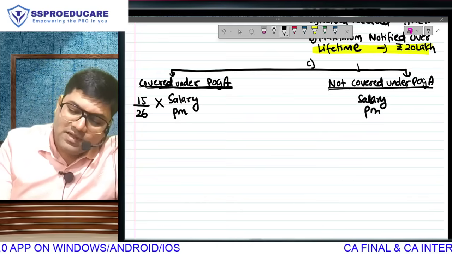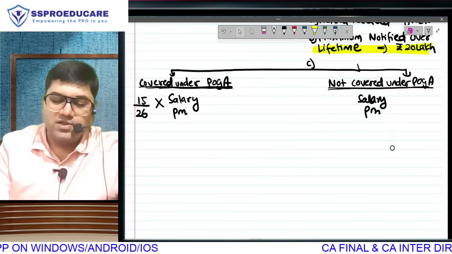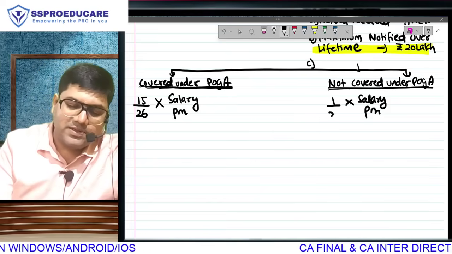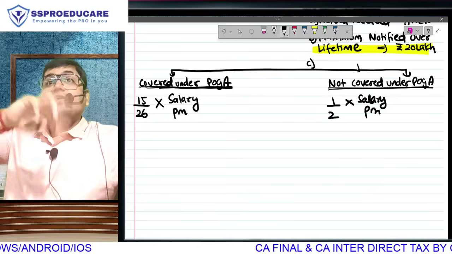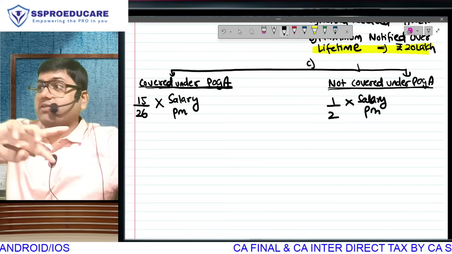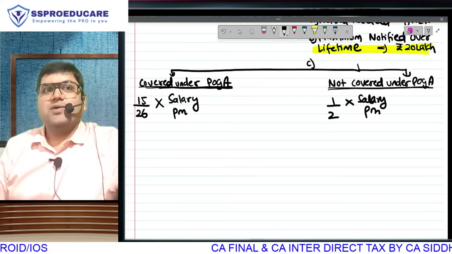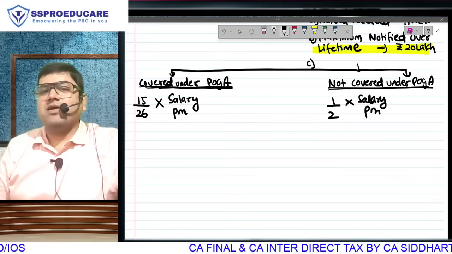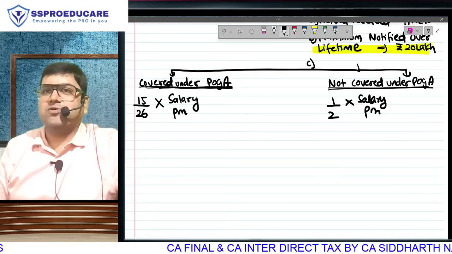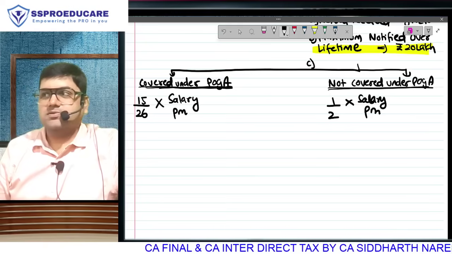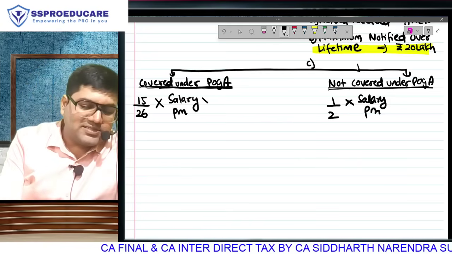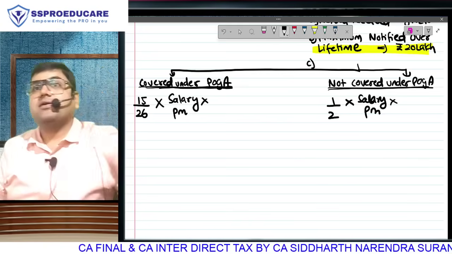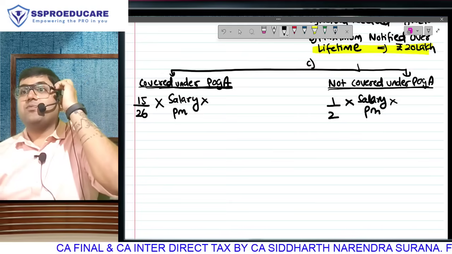In words it is the same: half month salary for each year of service. But here that half is going to be 1 by 2. So left side also it is half, right side also it is half. But POGA's half is 15 by 26 and non-POGA's half is going to be 1 by 2. Is this your half month's salary? And this half month's salary, you will have to multiply by how many years this employee has worked.